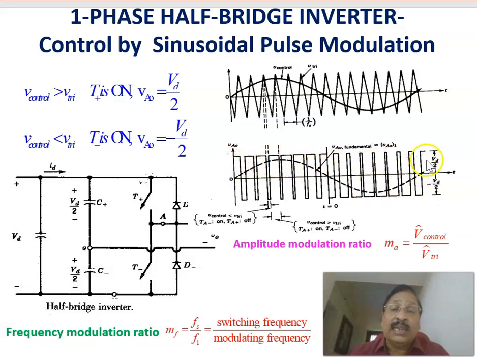If you do the Fourier analysis of this, the fundamental component is this one, which is in phase with the modulating signal. You can get this fundamental component by integrating the output voltage of this inverter.